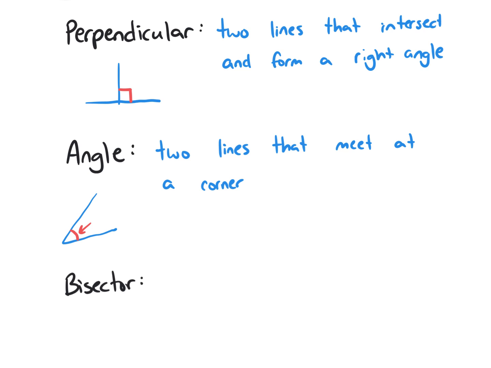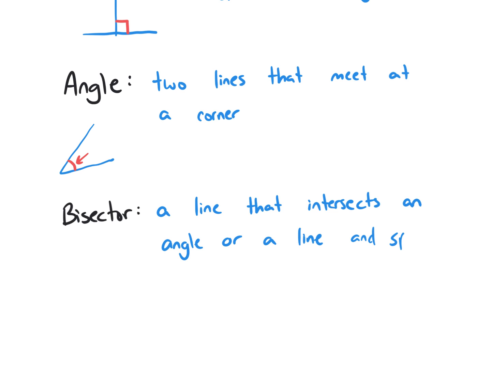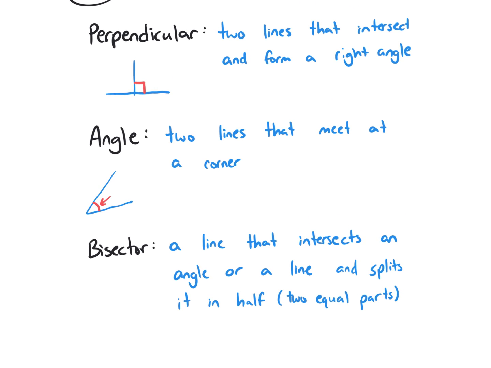So the definition for that, I'm going to scoot up just a little bit. It says a line that intersects an angle or a line and splits it in half. Remember, when it splits it in half, we have two equal parts. Do you agree? When we say something is split in half, we're left with two equal parts. These are the three definitions we are going to use today.